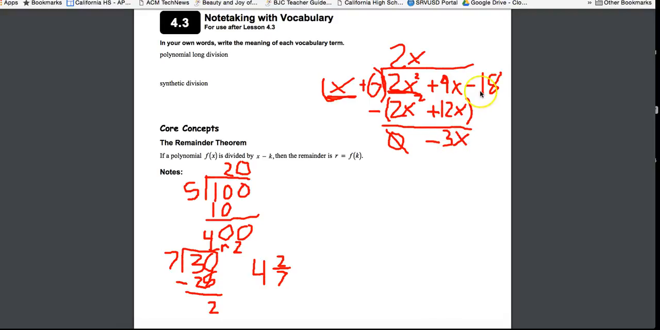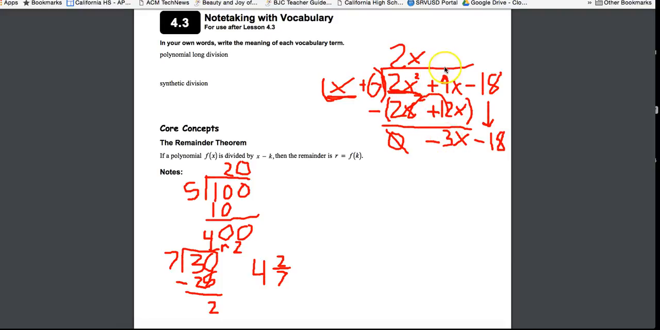Now, since we still have a term left, we go ahead and bring it down. So we get minus 18 here. Since we're down here, we take 2x, we've already done 2x. Now we want to know, what do we need to multiply x by to get negative 3x?